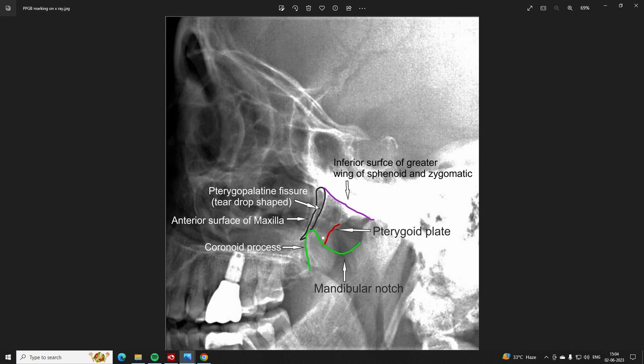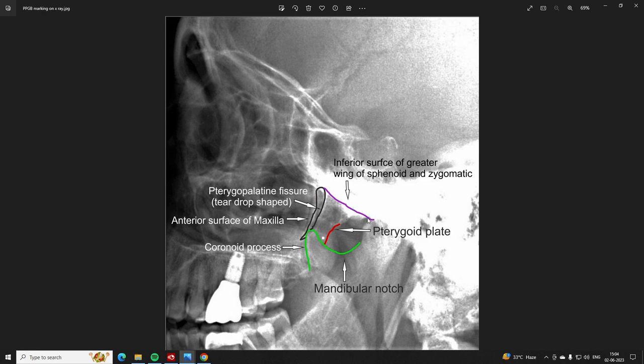Here again you can see the teardrop shaped pterygopalatine fissure. So this is the posterior surface of the maxilla, and the inferior border of the zygomatic and the greater wing of the sphenoid. So they are forming the opposite vas.